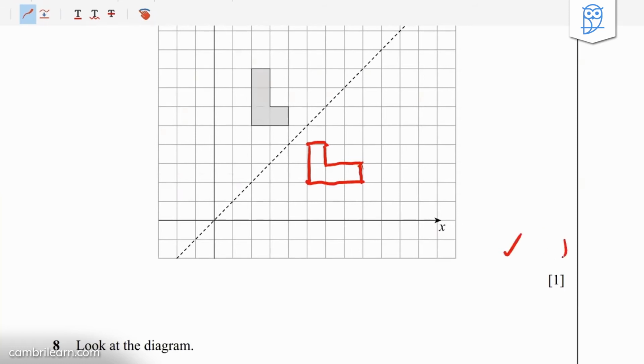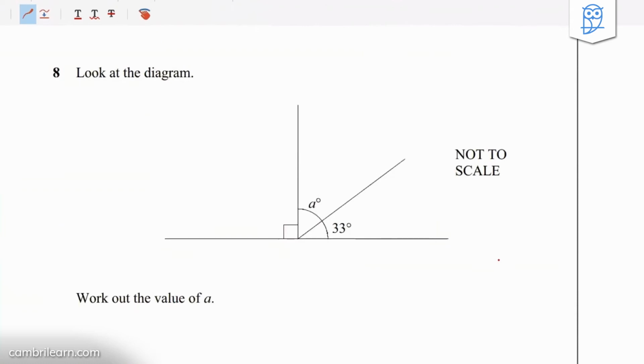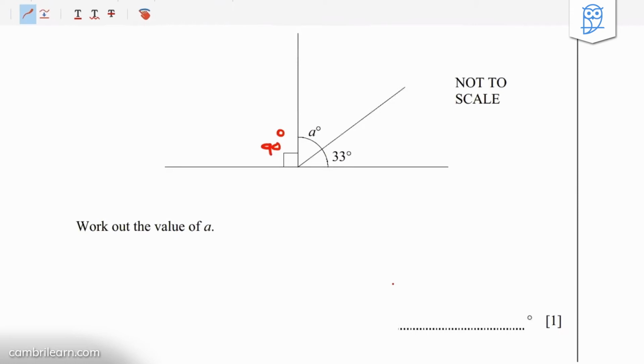A very easy question. Next one, look at the diagram. Work out the value of a. Okay, so what does this question tell us? We have a straight line, and we know that we are going to use angle facts. So which angle facts are we going to use in this question? We have a few bits of information. We know that this angle is 90 degrees. We know that this is 33. And we know that the angles on a straight line add up to 180.